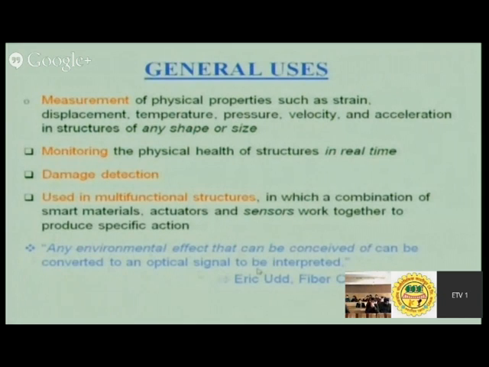So optical sensors provide the solution to different problems. One can even predict earthquakes or landslides with the optical fiber sensor. You can know sometime before, and you can tackle the problem. You can save a lot of damage.